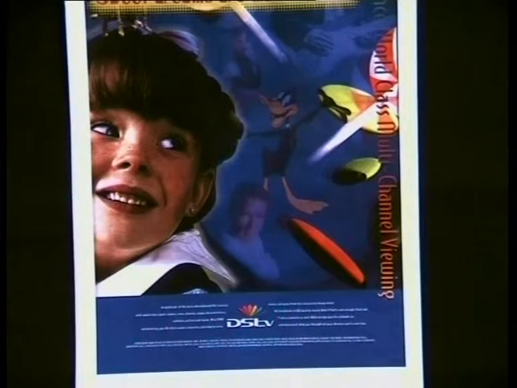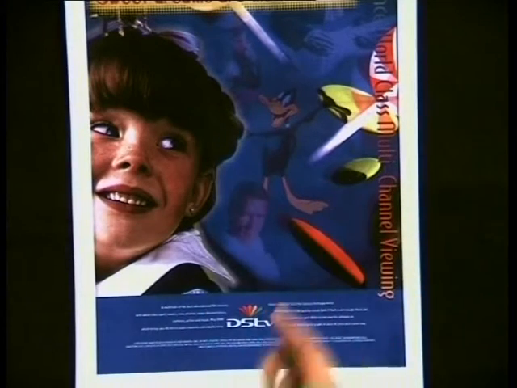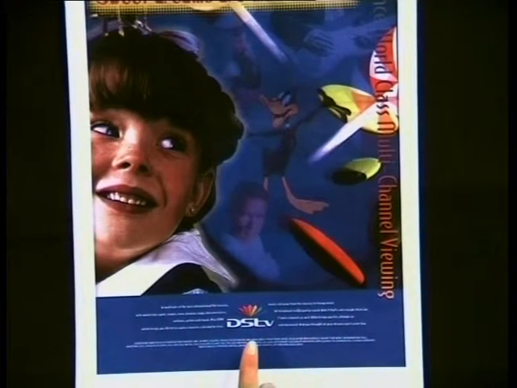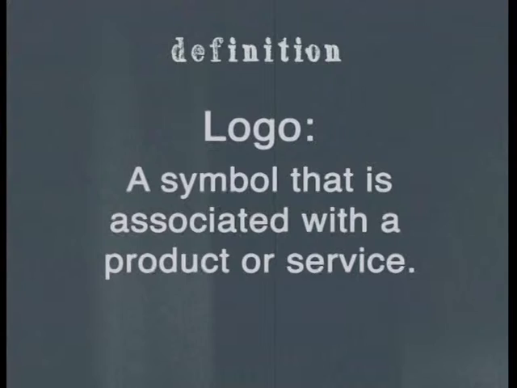So these pictures weren't randomly chosen. Instead, they were carefully selected to show the variety of programs that are available on DSTV. In addition to these pictures, there's also the DSTV logo here. What is a logo? A logo is a symbol that is associated with a product or service.